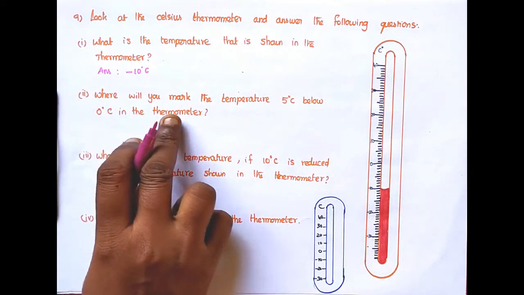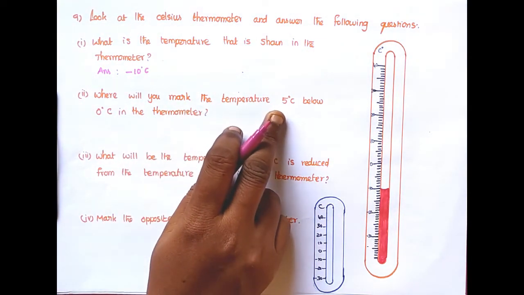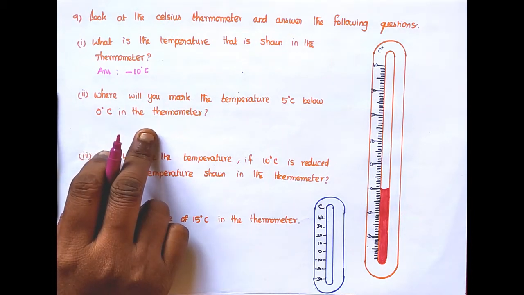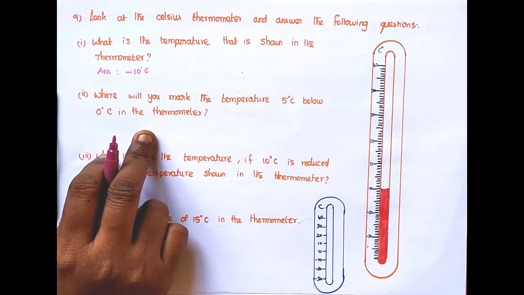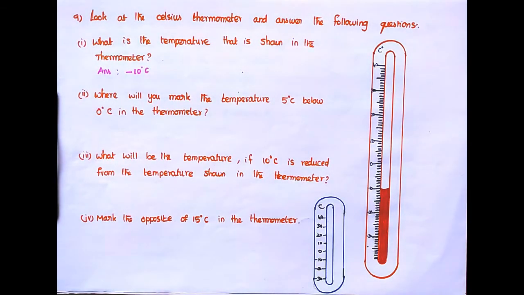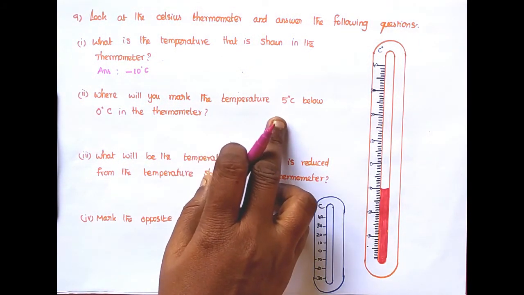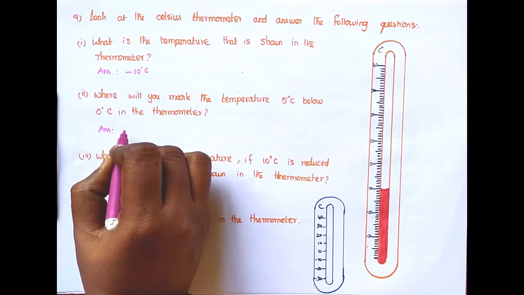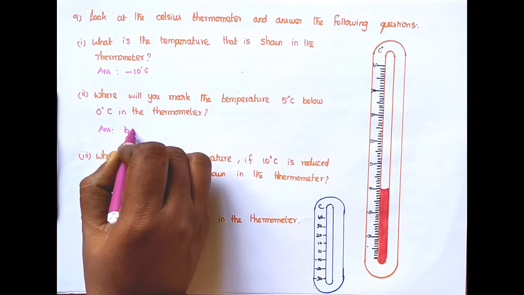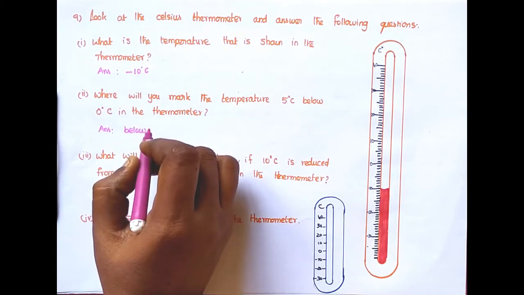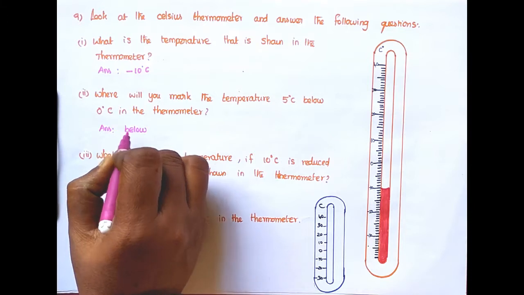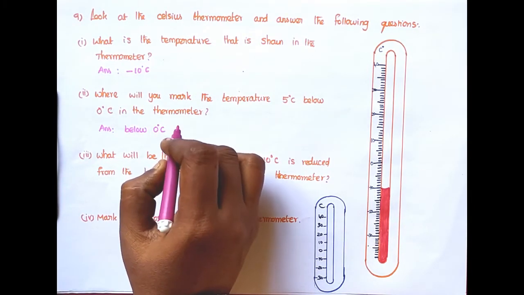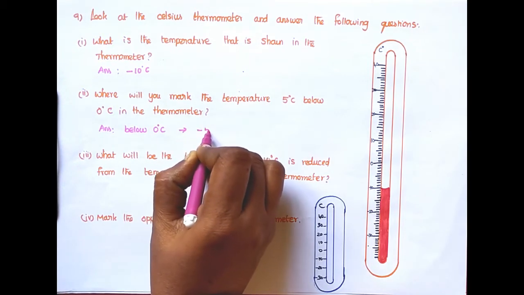Next one, where will you mark the temperature 5 degree Celsius below 0 degree Celsius in the thermometer? Below 0 degree means that is negative. So, they have given 5 degree Celsius below 0 degree Celsius. That means minus 5 degree Celsius.